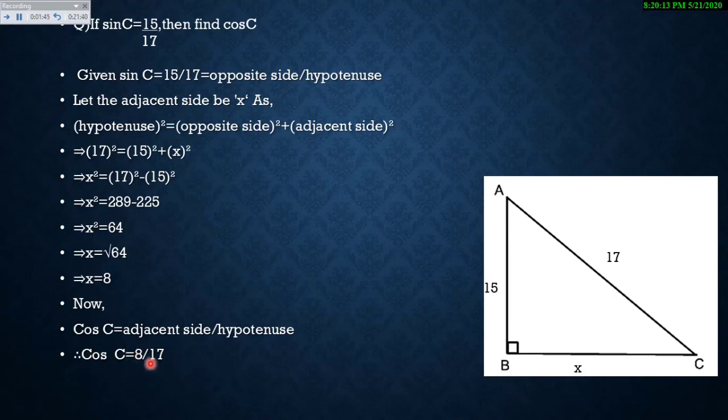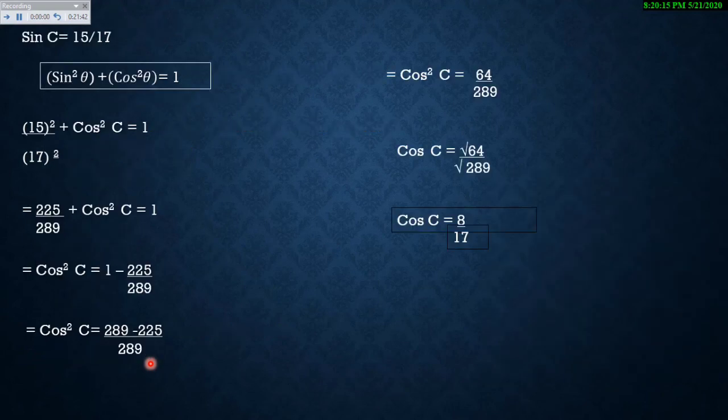Now if you want to do it another way using identities, so here it is. We know the first identity: sin square theta plus cos square theta equals to 1. We have sin here. Sin is 15 by 17, plus cos square C equals to 1. Now 15 square by 17 square: 225 by 289 plus cos square C equals to 1. Now cos square C equals to 1 minus 225 by 289.